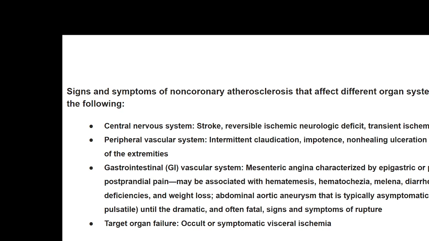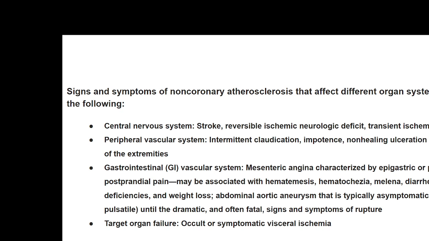Signs and symptoms of non-coronary atherosclerosis may vary depending upon the organ or the system which is involved. So, atherosclerosis of which vessel, that decides the clinical symptoms. In the central nervous system, mainly the carotid artery and its branches, when they are involved, it may present with symptoms of stroke, ischemic neurological deficit or transient ischemic attack, depending upon the impact on the blood flow.